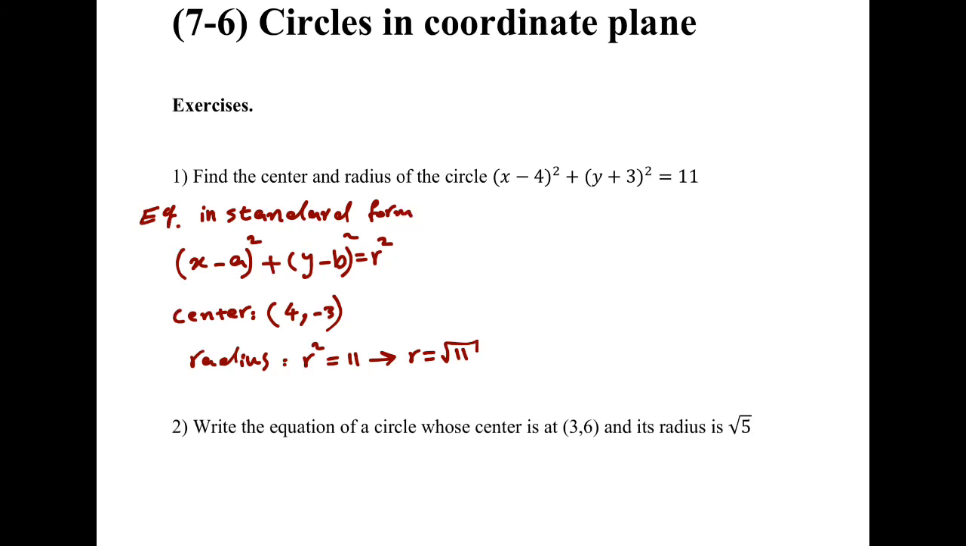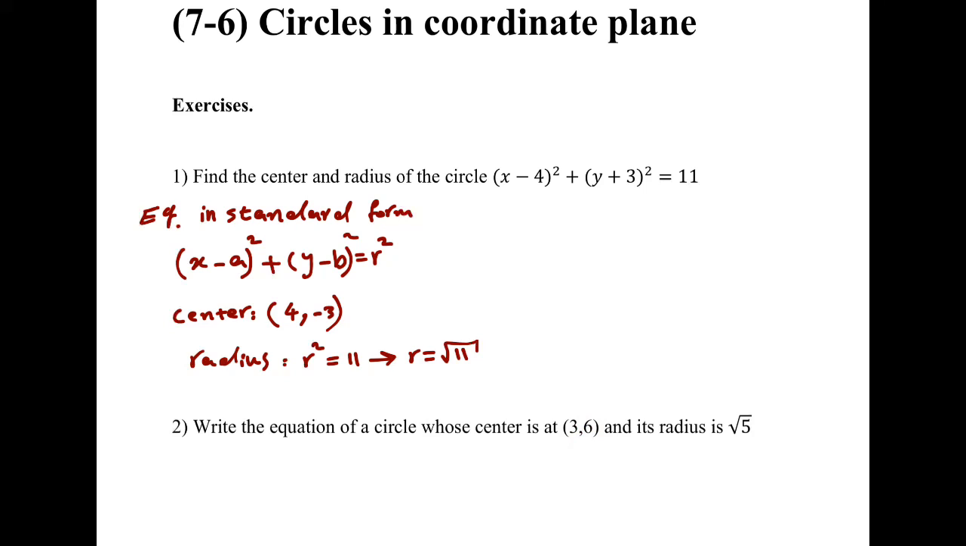Second question says, write the equation of a circle whose center is at 3 and 6 and its radius is root 5. So this question is kind of opposite to the first one. In the first one, you were given the equation and you were asked to find the center and radius. Here, you're given center and radius, and now you're going to write back the equation.